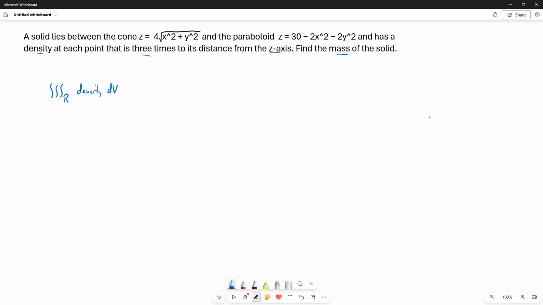And in our case, we have a cone, z equals 4r is how I'm going to think of it. Sorry, I should have started with polar coordinates. X squared plus y squared is equal to r squared, because x is equal to r cosine theta and y is equal to r sine theta. So the square root of x squared plus y squared is r. So we have z equals 4r. That's a cone.